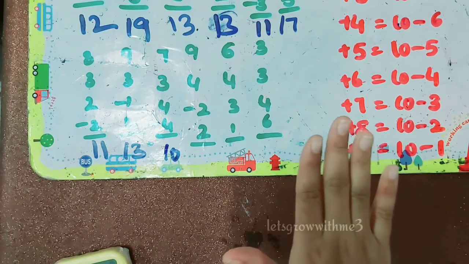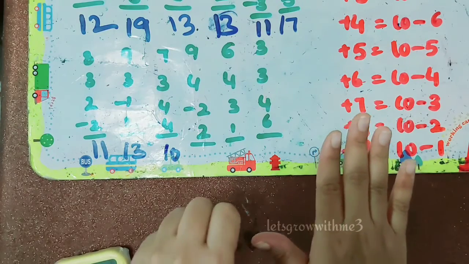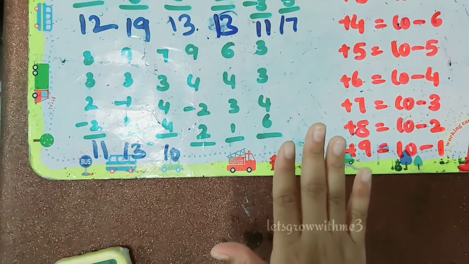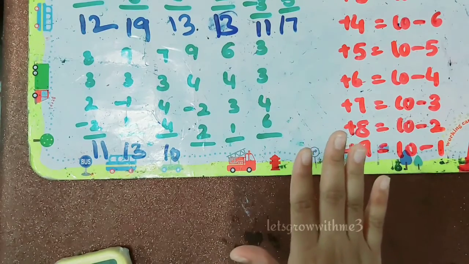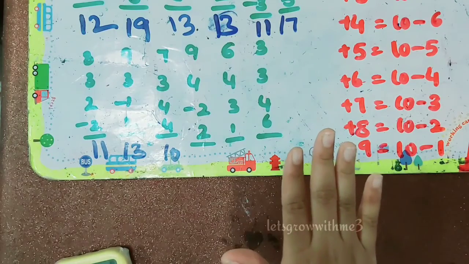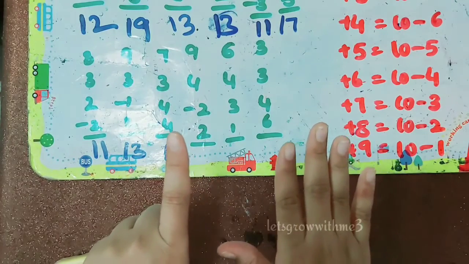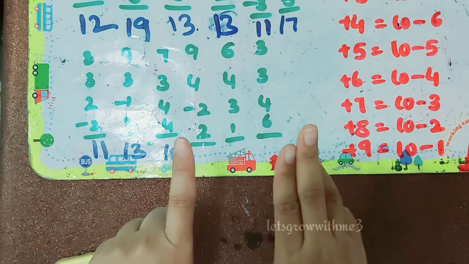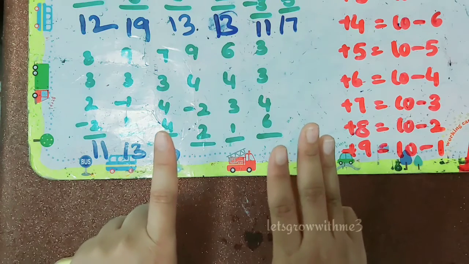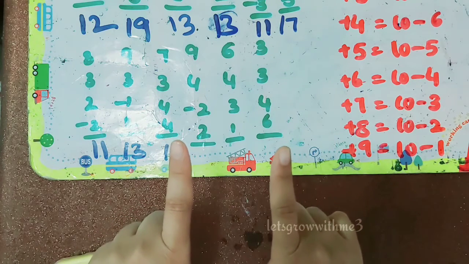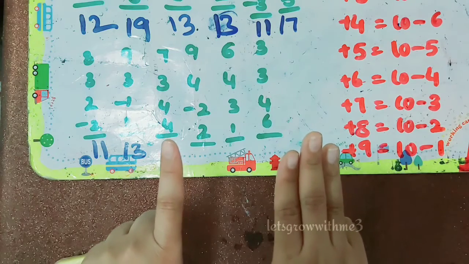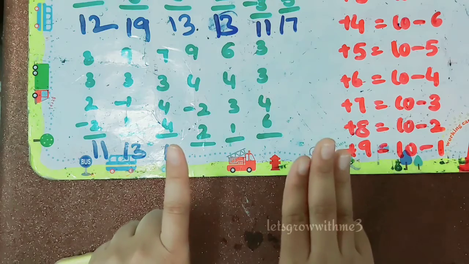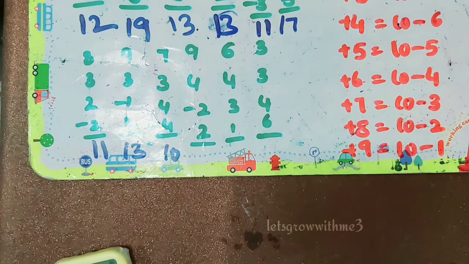9 plus 4. So how to add plus 4? Plus 10 minus 6. Because we can't use the small friend, we need to go for the big friend. Plus 10 minus 6. Then minus 2. Then plus 2. So remove 2, then add 2. So the answer is 1, 3, 13.